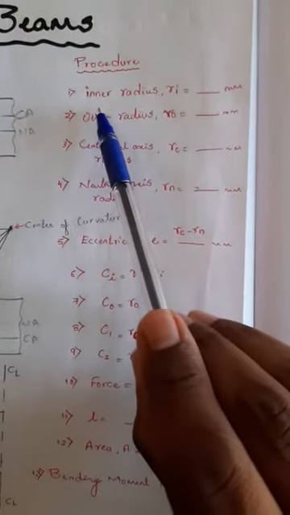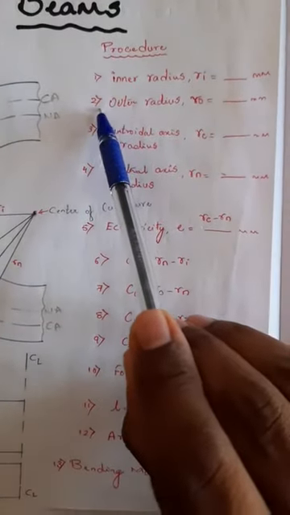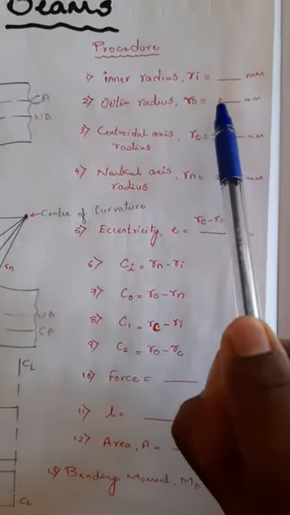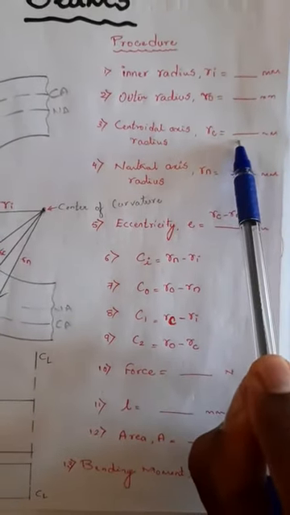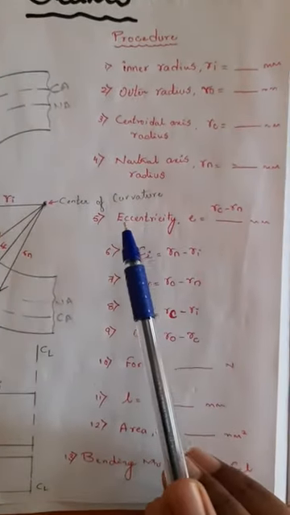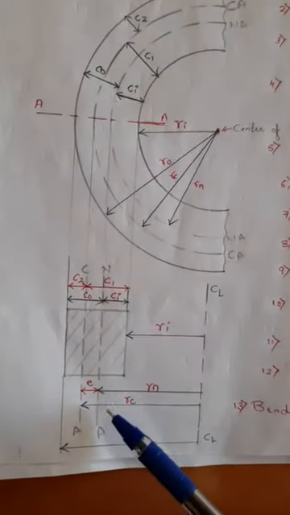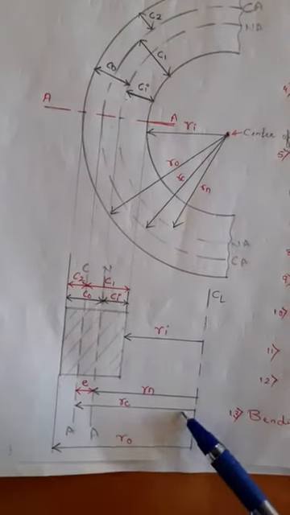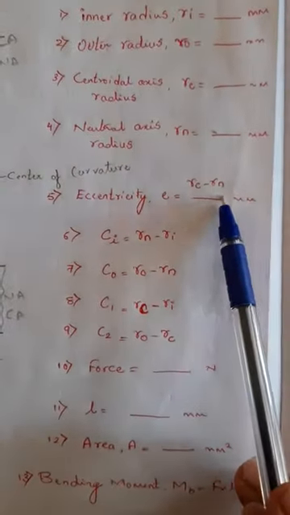Now the procedure. First we need to find the inner radius Ri, which will be given. Then based on the dimensions, find Ro. Then the centroidal axis RC. Then the neutral axis Rn. We have formulas for these two. Then eccentricity is the difference between RC and Rn. So here in the figure, RC minus Rn is E, the eccentricity. So E equals RC minus Rn.